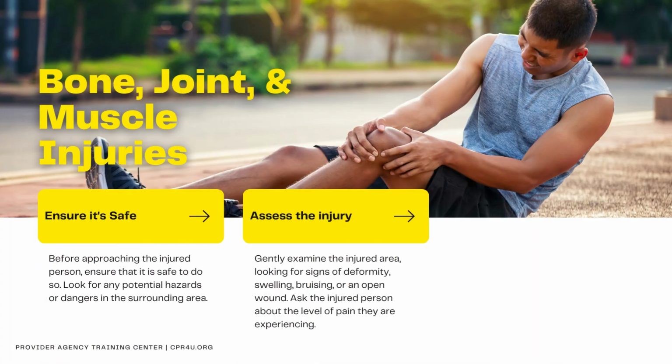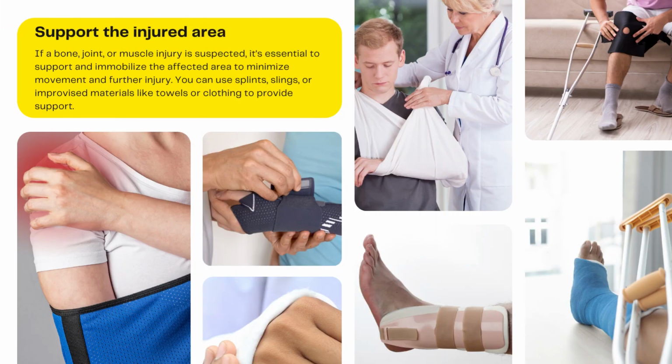First, ensure safety. Then, gently examine the injured area, looking for signs of deformity, swelling, bruising, or an open wound. Ask the injured person about the level of pain they are experiencing. Next, if a bone, joint, or muscle injury is suspected, it's essential to support and immobilize the affected area to minimize movement and further injury. You can use splints, slings, or improvised materials like towels or clothing to provide support.